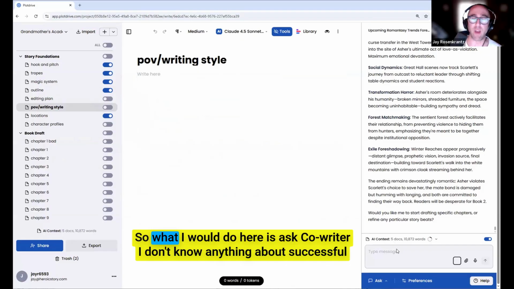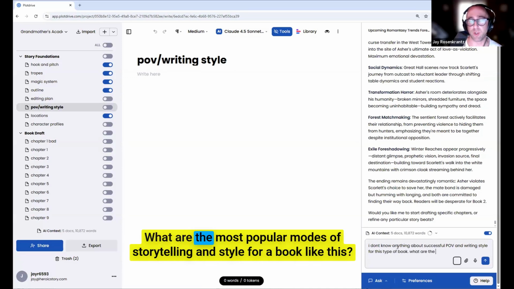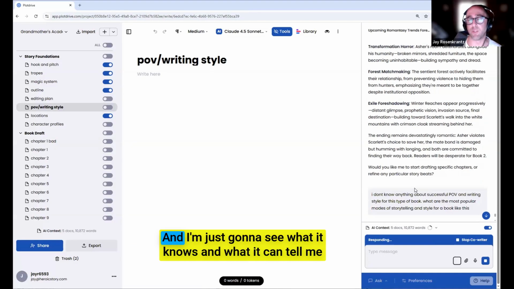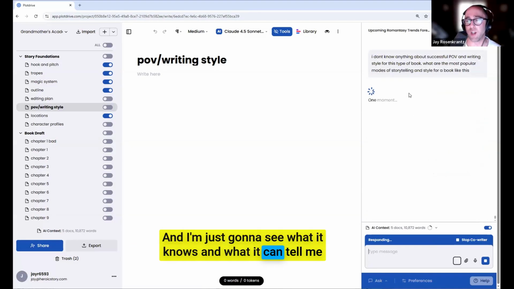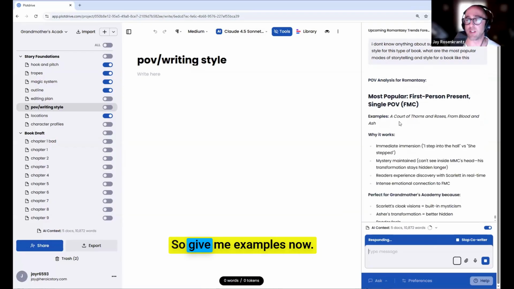no writing style. So what I would do here is ask the co-writer: I don't know anything about successful POV and writing style for this type of book. What are the most popular modes of storytelling and style for a book like this? And I'm just going to see what it knows and what it can tell me and work with it to find this. So give me examples now.